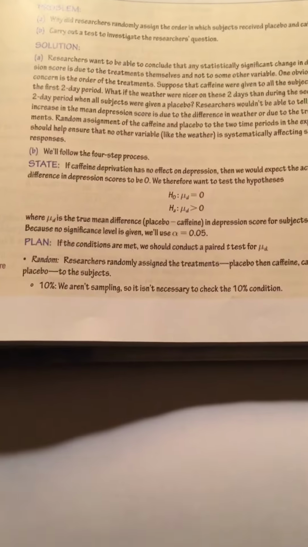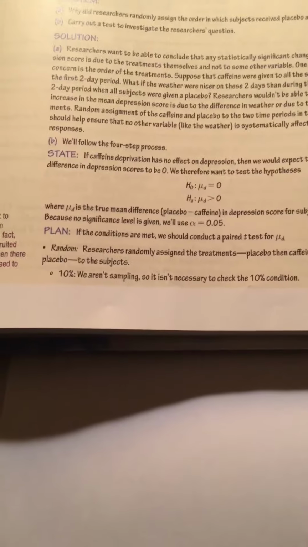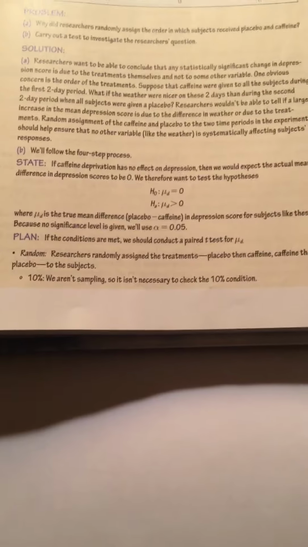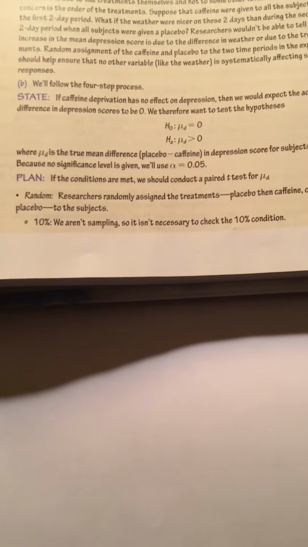Now they're subtracting the caffeine from the placebo, so if the difference is greater than 0, it would mean that the result of the placebo is greater than the caffeine. Okay, so the conditions: random, of course, 10%. Well, since there wasn't a sample, this was an experiment, it's not necessary to check the 10% condition. Please take note of that.